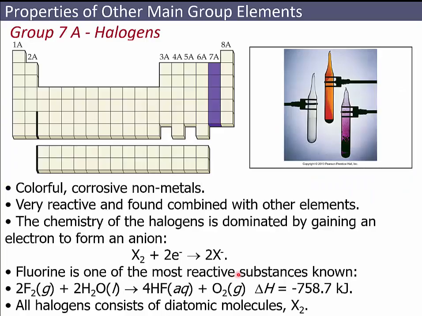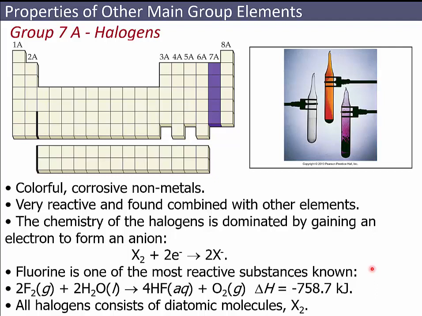The halogens are group 7A, colorful, corrosive nonmetals. They're very reactive, and they're almost always going to be found combined with other elements. The chemistry of the halogens is dominated by gaining an electron to form an anion. So X2 plus 2 electrons gives you 2X minus. Fluorine is one of the most reactive substances known. There's a cool video, and I should post it, where basically it will burn through anything. Fluorine is on the list of chemicals I refuse to work with because it's dangerous.